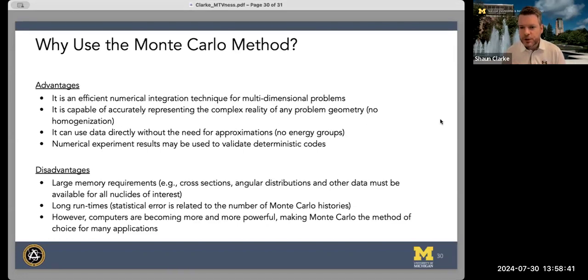Open source deterministic codes? I'm sure there are, but I'm not in a place to recommend any, but I'm sure that you can find some of those online.